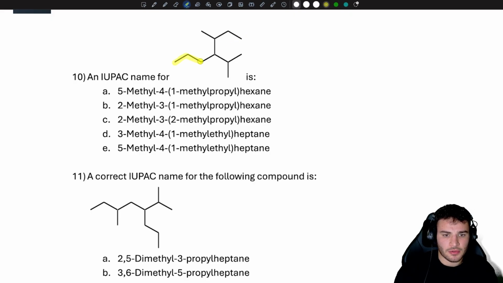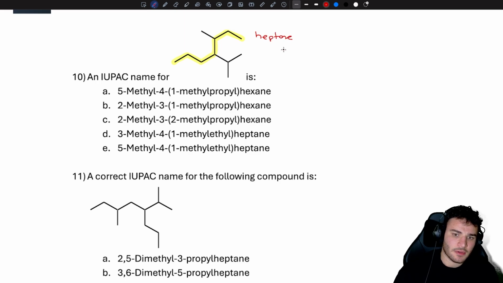Let's go 1, 2, 3, 4, 5. 1, 2, 3, 4, 5, 6, 7. That looks like it's going to be our longest chain. Okay, and so 7 means that our parent chain name is heptane. Let's circle our substituents. This one is 1 carbon, meaning that it is methyl.